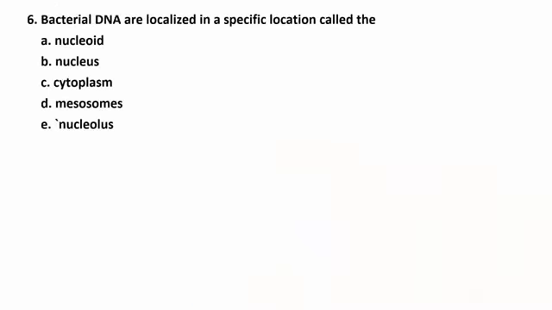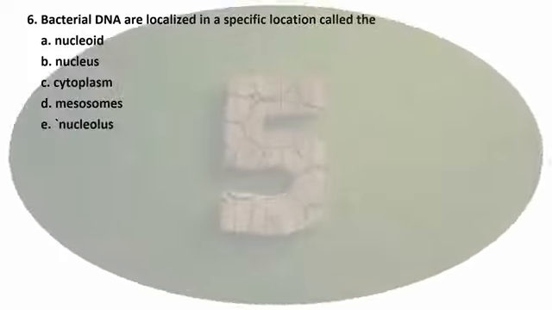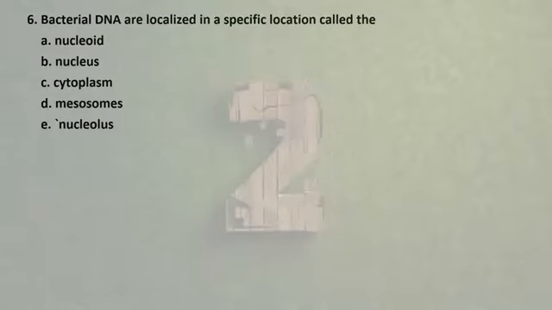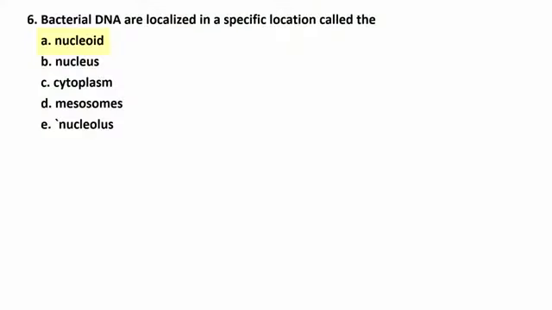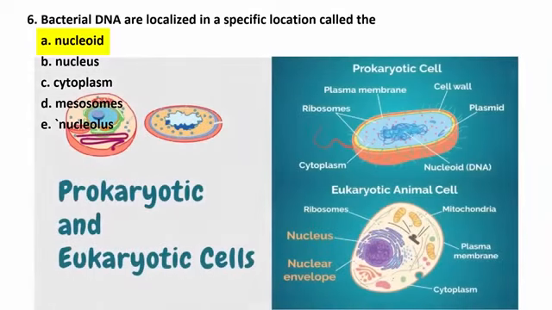6. Bacterial DNA is located in a specific location called the... The nucleoid is a prominent region in bacterial cells that is readily stained because it's where you can find much of its genetic material. Of course, the nucleus is never a bacterial or a prokaryotic cell structure.